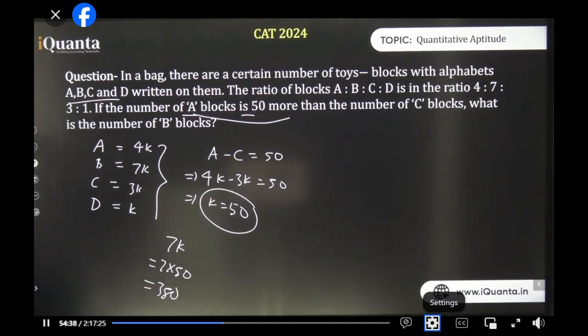50 how? Gungun, it is written in the question. Please read the question. It's given in the question. Last statement: if the number of A blocks is 50 more than the number of C blocks.